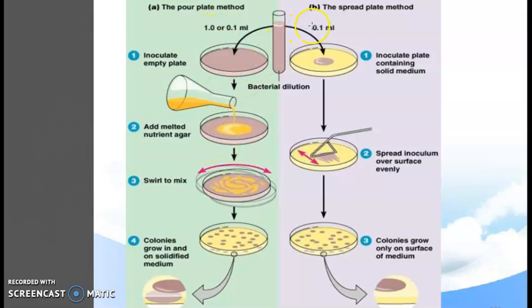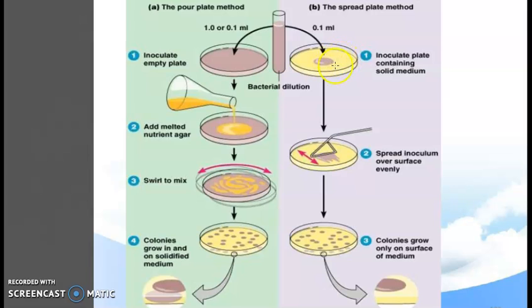Just like that, there is also another method called the spread plate method. Let's see how the spread plate method is performed. For this, we have to take a petri plate with solidified agar in it. And from the sample, that is from the bacterial dilution, take 0.1 ml. But in pour plate, we took 1 ml. But in spread plate method, we are taking 0.1 ml of the sample.